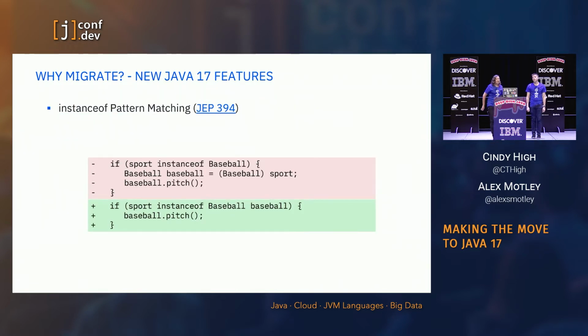And then, we've all done this a million times. Had to check if something was an instance and then assign it to a variable with the instance. That gets all simplified by putting your variable name in your instanceof line of code.